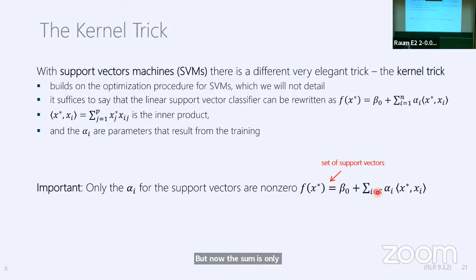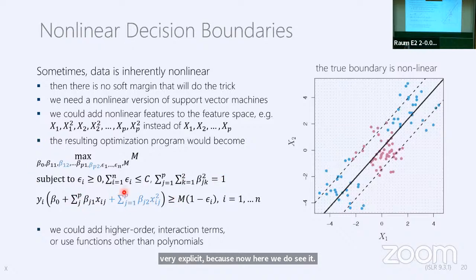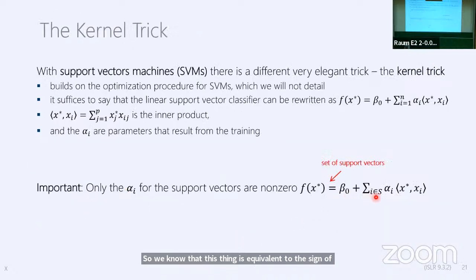And this makes the fact that we mentioned before that only the support vectors control the function very explicit, because now here we do see it. So we know that this thing is equivalent to the sign of this thing. And we see that here only the support vectors change this function. So I take a test data point, I have a small set of support vectors, I compute the dot product with all of them, multiply it with these coefficients alpha, add the bias, and I'm done. Right? Which now means that this could also be very efficient because I don't need the entire training set. I only need the set of support vectors.